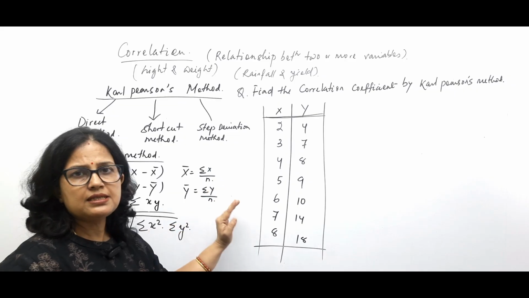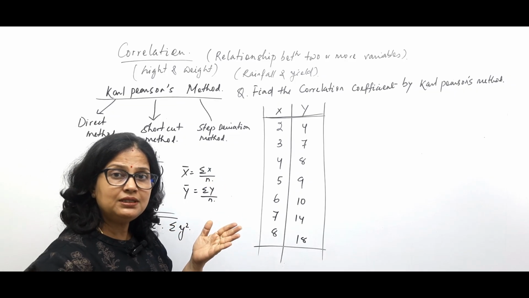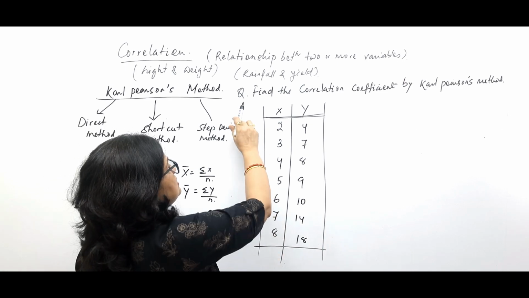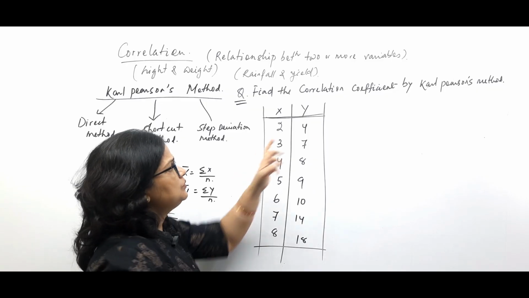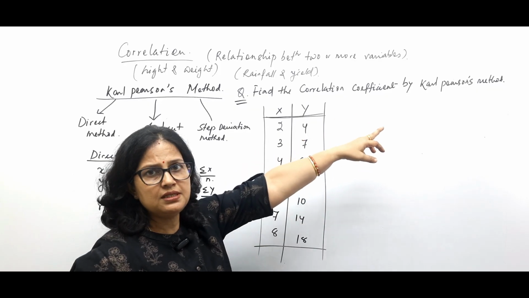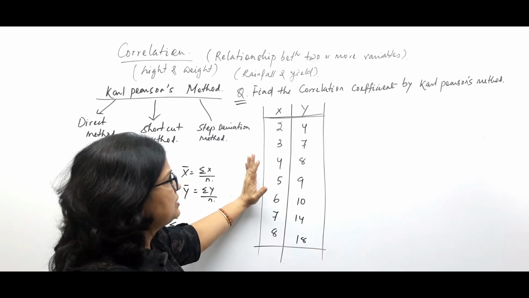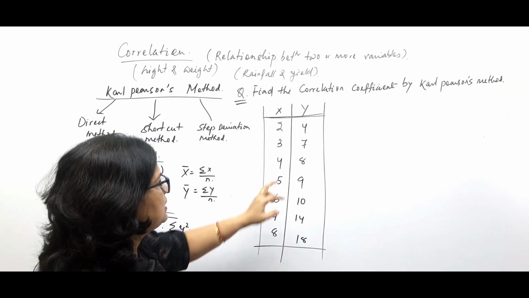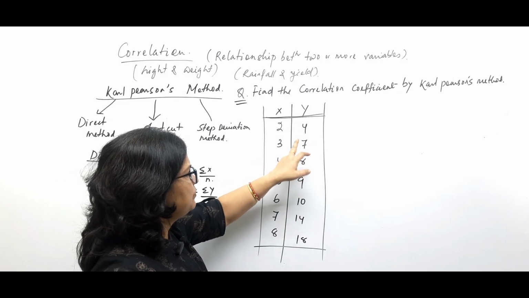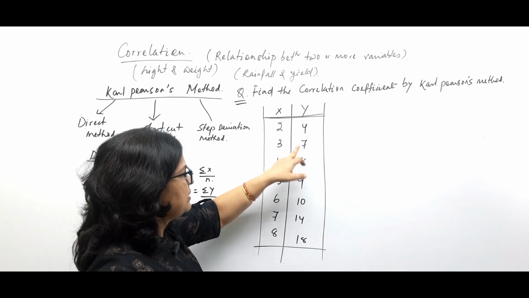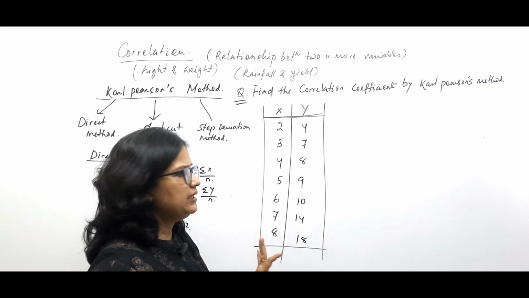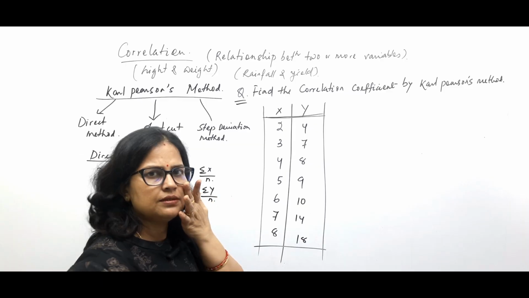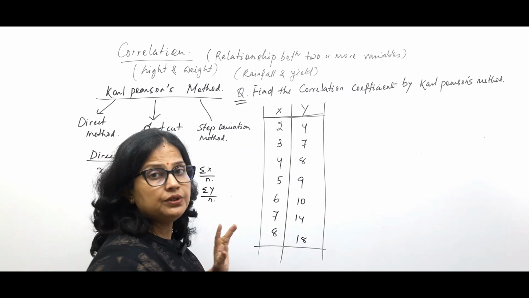Let us take one example and see how we are going to calculate the correlation coefficient. This is the question: find the correlation coefficient by Karl Pearson's method. The x values are given as 2, 3, 4, 5, 6, 7, 8. The y values are given as 4, 5, 7, 8, 9, 10, 14 and 18. These are the values of the two variables. How are we going to calculate?